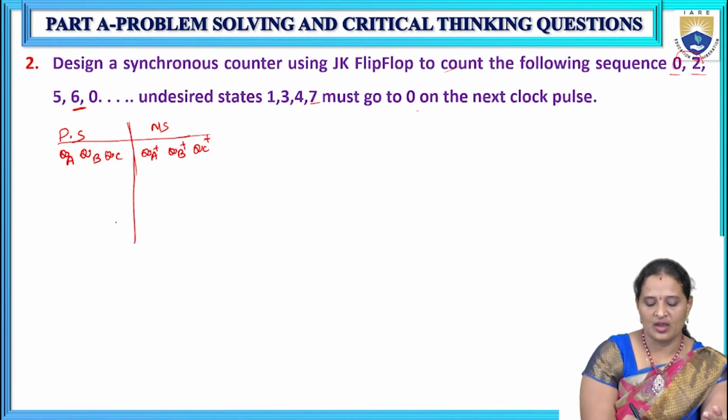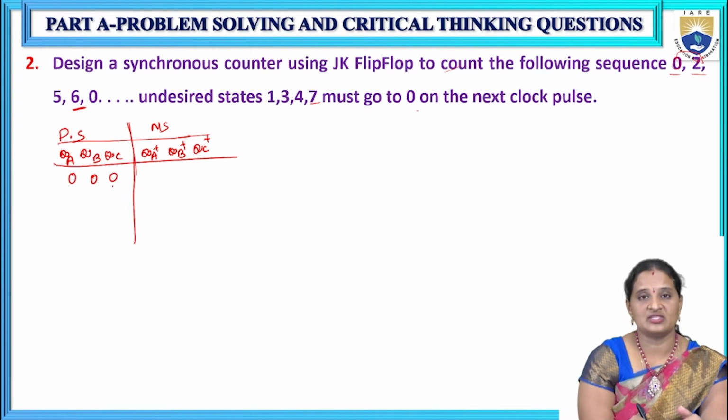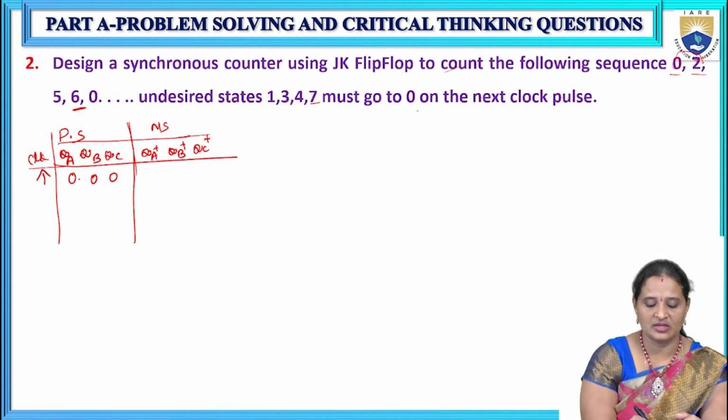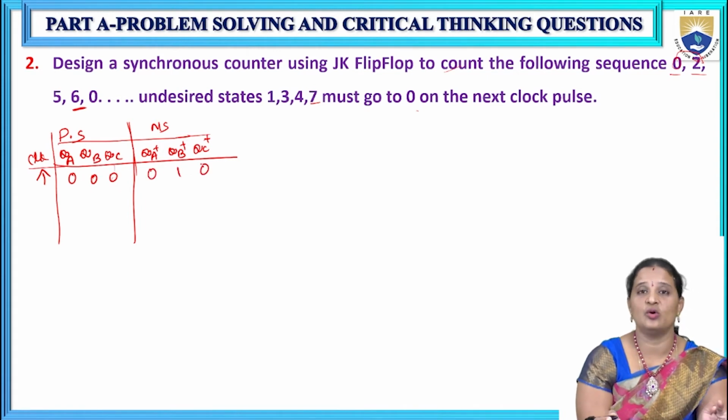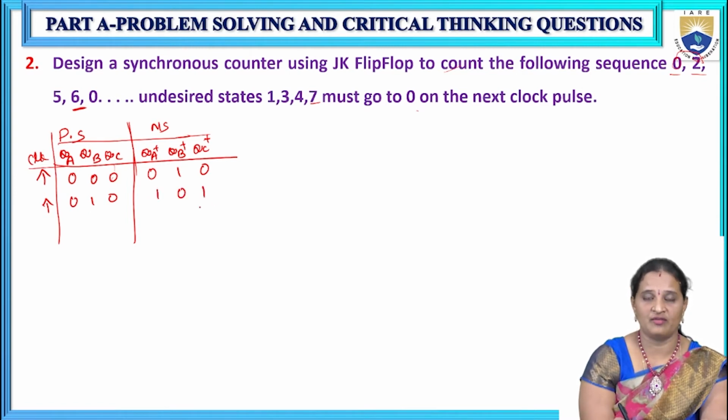Now, first of all, the initial state I have to consider is 0. If the present state is 0 and I apply the clock pulse, let us consider the rising edge of the clock pulse, then for every rising edge the next state has to go to 0, 1, 0. If the present state is 0, 1, 0 and I have applied a clock pulse, then the next state should be 5, which in binary is 1, 0, 1.